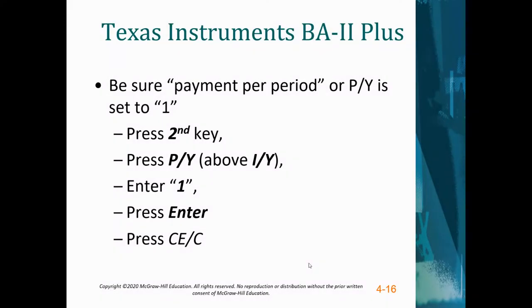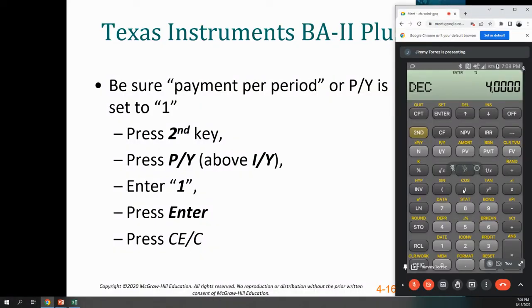Okay. I want to make sure the P/Y is set to 1, and the way I do that is as follows. I basically hit second, and then P/Y is right over I/Y, which is right here. So I hit I/Y. I enter 1, which is the default, so I'll just leave it there. And then I hit enter. And that is it. And then I press CE/C to get to 0. I have to hit it twice.